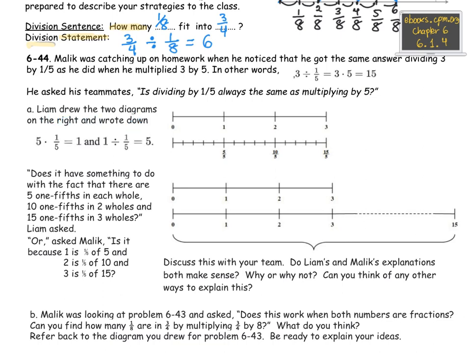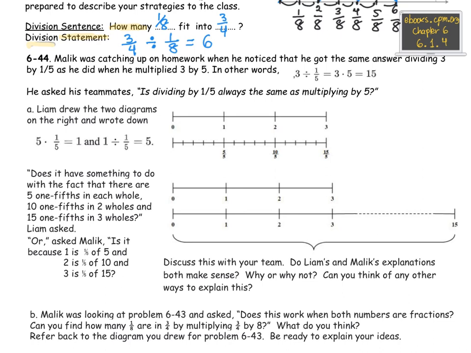Liam drew the two diagrams on the right and wrote down 5 times 1/5 equals 1, and 1 divided by 1/5 equals 5. Does it have something to do with the fact that there are 5 1/5 in each hole, 10 1/5 in 2 holes, and 15 1/5 in 3 holes? Liam asked. Or, asked Malik, is it because 1 is 1/5 of 5, and 2 is 1/5 of 10, and 3 is 1/5 of 15?